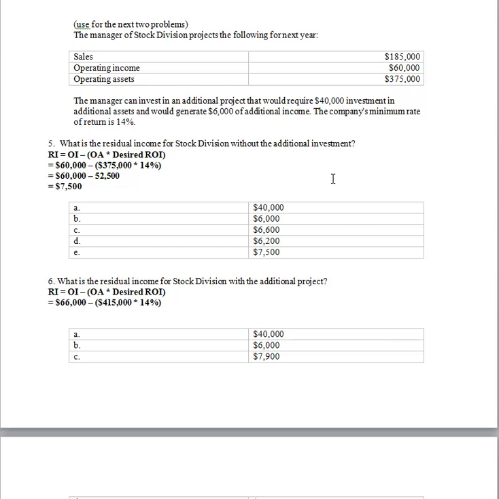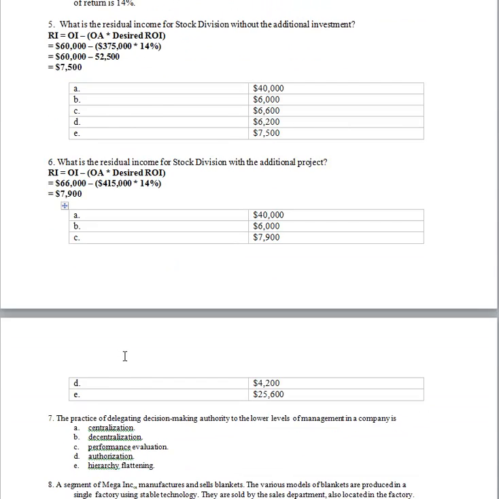Minimum rate of return is still 14%. So when we work through that, the residual income is 7,900. If you're trying to decide whether this is a good investment or not, the residual income was $7,500 originally, but if I take on the new investment, now my residual income goes up to $7,900. So any increase in the residual income is a good thing. That means you would want to accept that new investment. You would want to take this $40,000 investment.